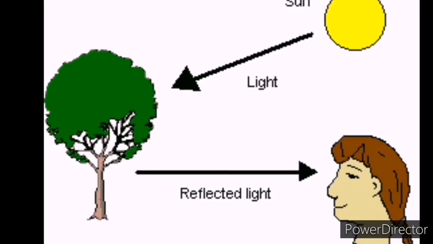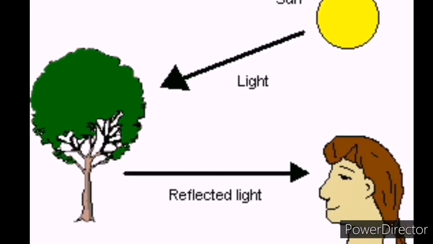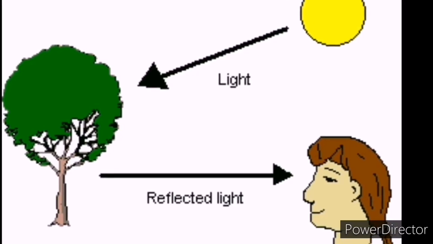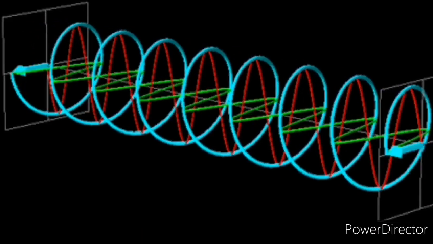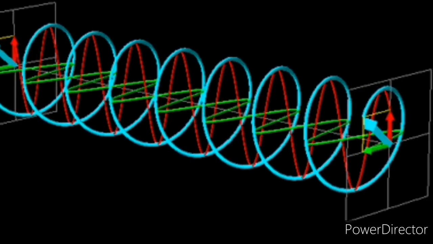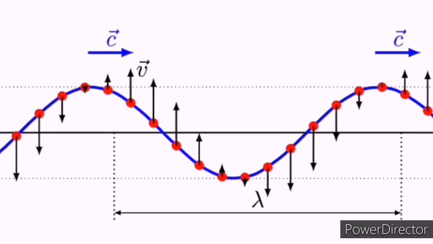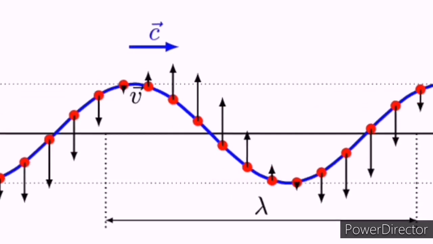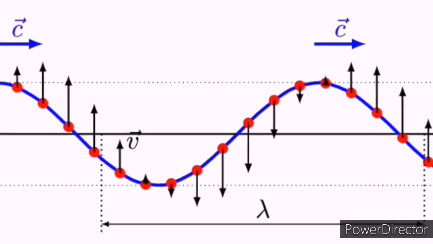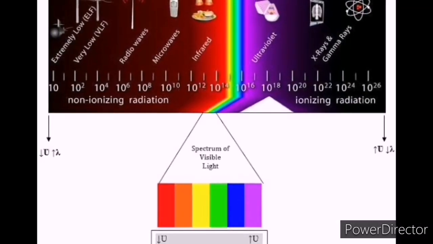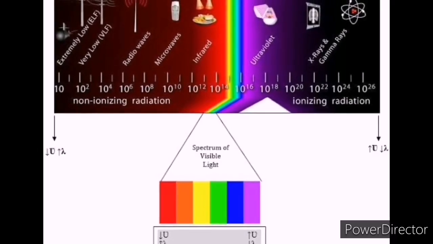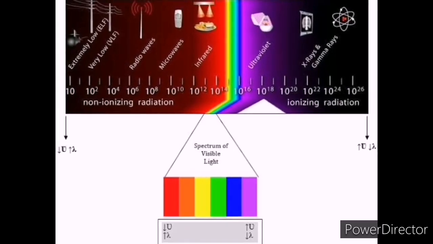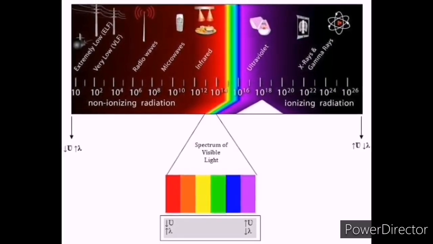And when this reflected light reaches our eyes, we are able to see such non-luminous objects. Light rays basically consist of electromagnetic waves, which do not require any medium like solid, liquid or gas for their propagation. The wavelength of visible light is very small, of the order of 4 × 10^-7 meter to 8 × 10^-7 meters.